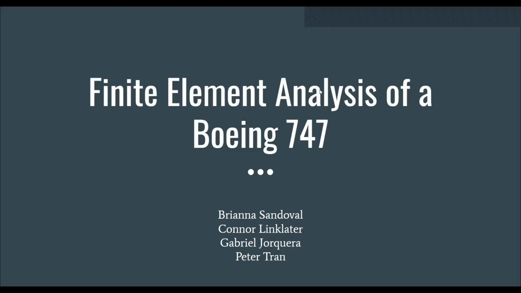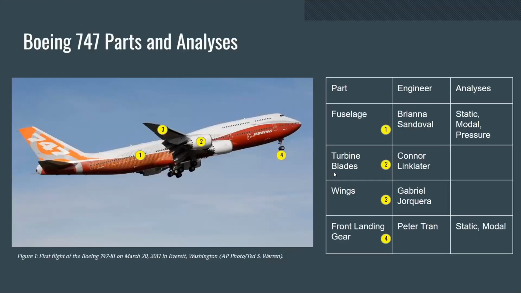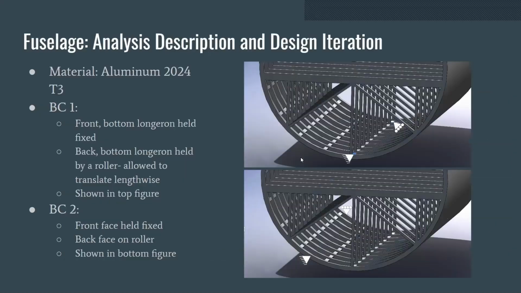I'm joined by Connor, Gabriel, and Peter to present our 152 project, the analysis of a Boeing 747 aircraft. For this project, we broke the aircraft down into a few subcomponents. I analyzed the fuselage structure, Connor the turbine blades, Gabriel the wings, and Peter the front landing gear. We'll start with the fuselage.